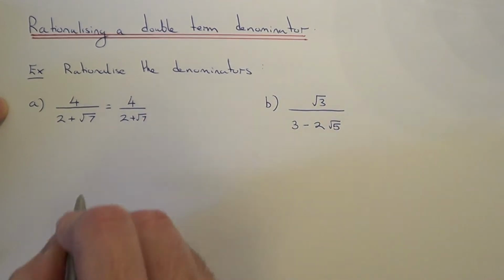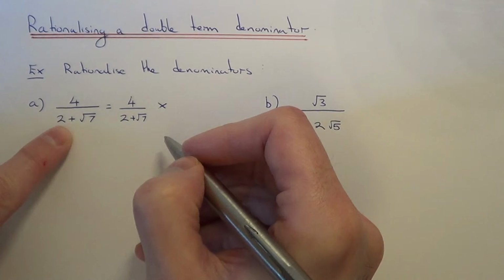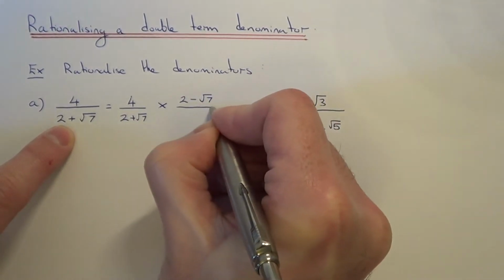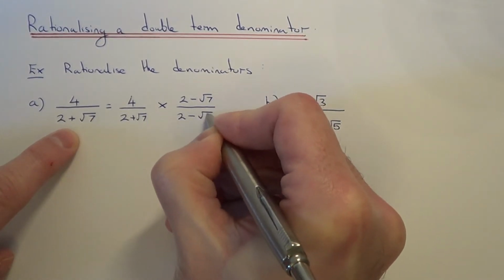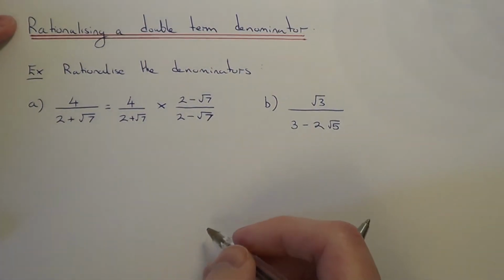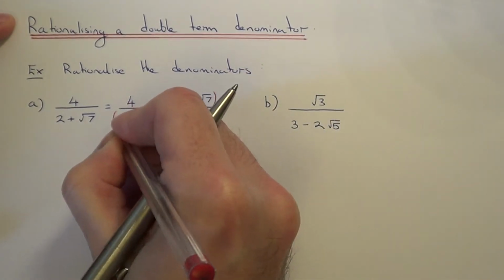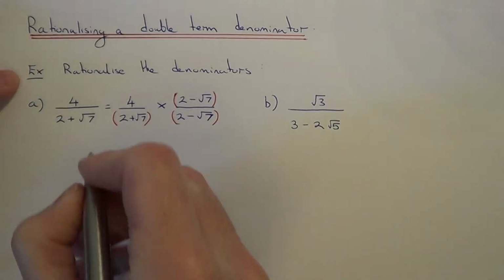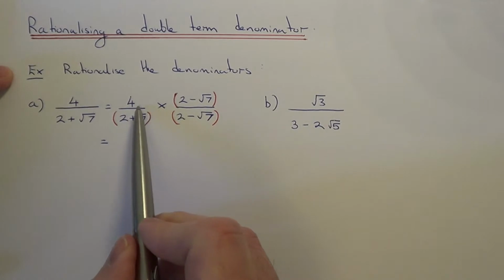So I'm just copying out the first fraction. So we're going to change the sign in the middle to 2 minus root 7. So we're going to multiply the numerator and the denominator by this. So you'll need lots of brackets on this. So let's just simplify this now.